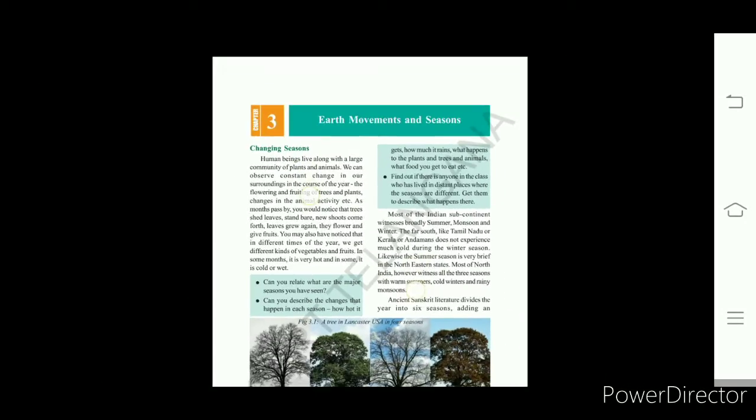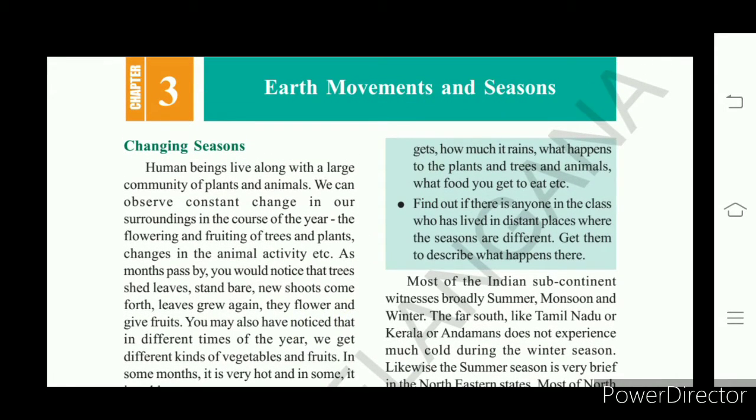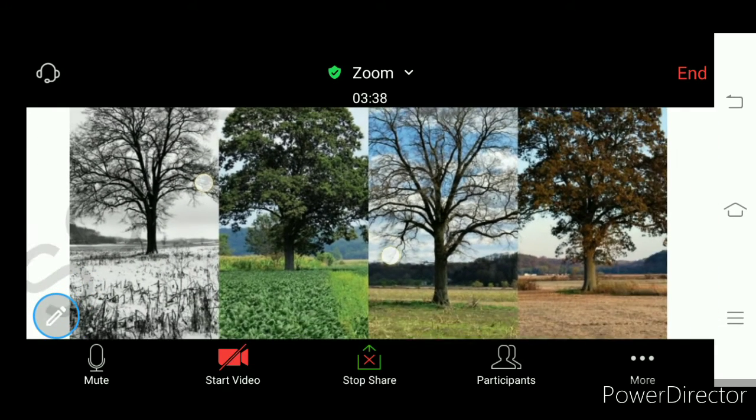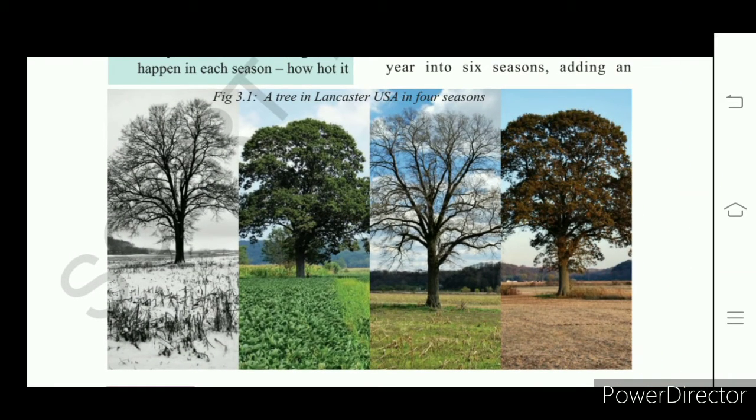Look into the third chapter, Earth movements and seasons. How seasons occur when Earth rotates. Here is a figure showing to you. Can you identify this figure? It is a place, Lancaster, in United States of America. It is a figure of Lancaster in USA.